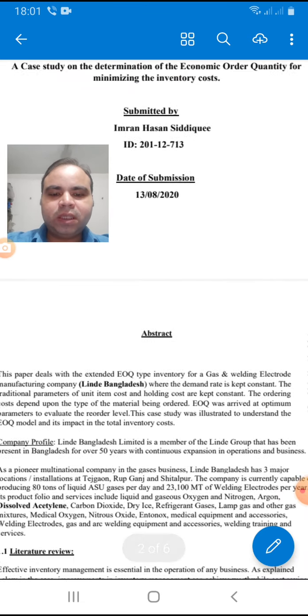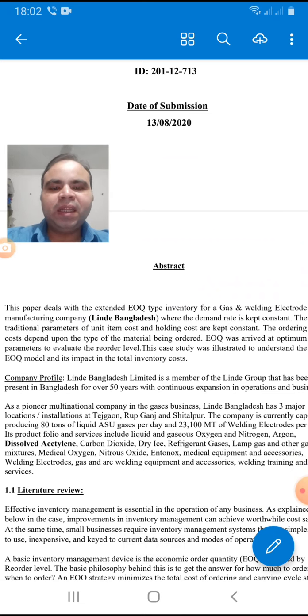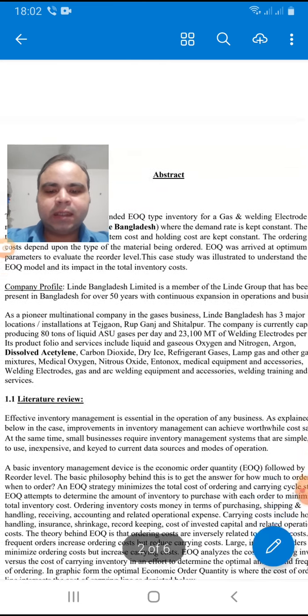For the discussion of this issue, we have identified a company called Linde Bangladesh Limited, which is a major manufacturer of gases, both medical and industrial gases in Bangladesh over 50 years. The gases they produce are oxygen, nitrogen, dissolved acetylene or DA, and various other industrial gases. So the topic is the EOQ model for reordering raw material for the company. The implementation of this EOQ model we are going to show in this case study.